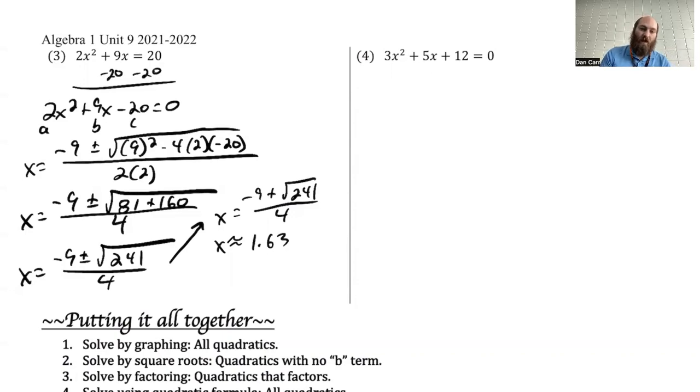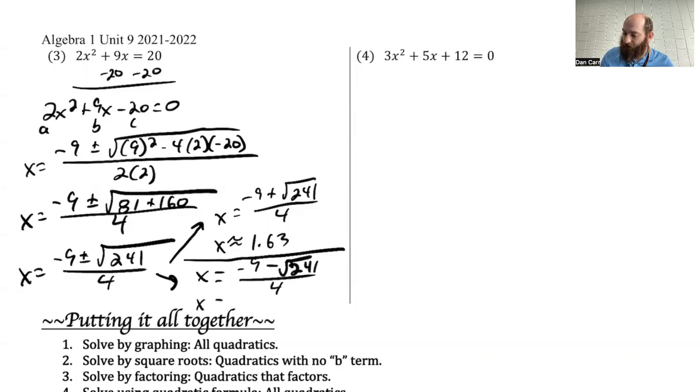The other option is x equals -9 minus the square root of 241, all over 4. If I have this already in my calculator, I just need to go back and change that positive to a negative, so that'll be minus. It's being a little weird, but I think it's okay. So x is going to be approximately equal to -6.13. That's how I get my 2 answers here.